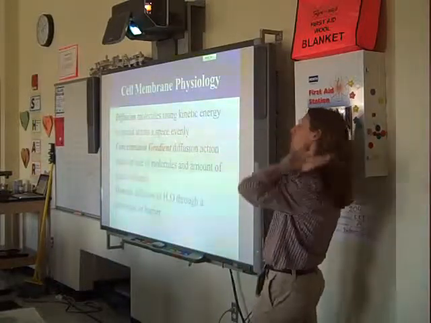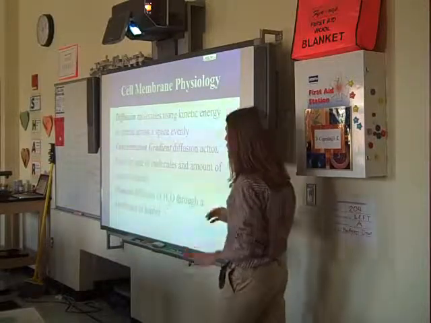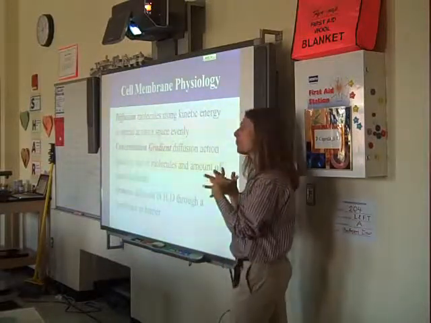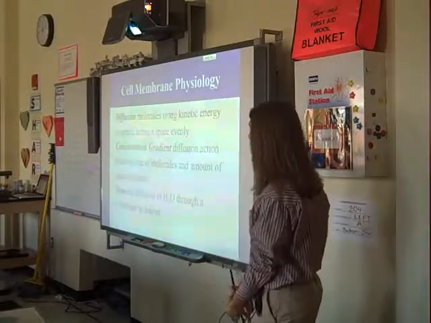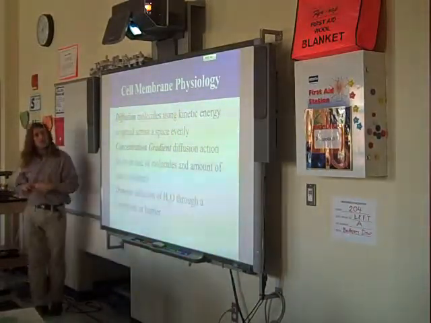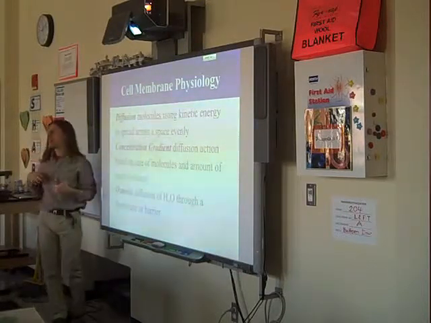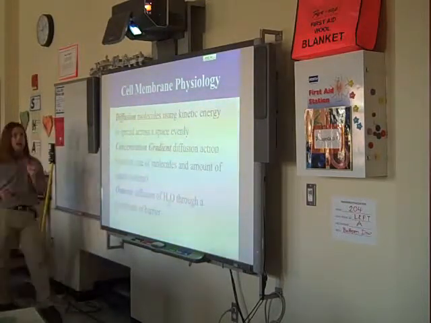All right, and now diffusion doesn't just have to occur randomly in the universe. It can also sometimes go through things. And this is this idea of osmosis. So osmosis is when diffusion occurs with water, and it's going through some kind of membrane or barrier.